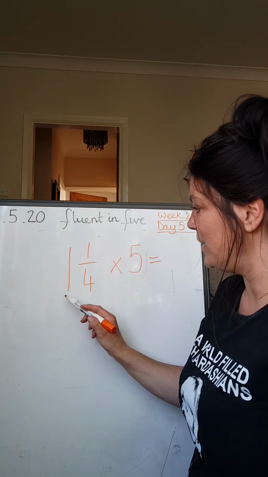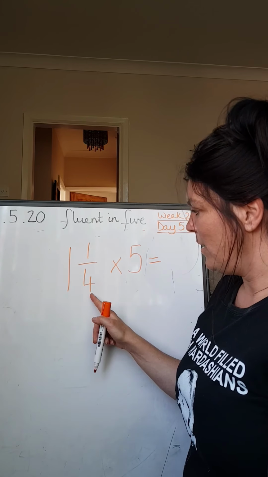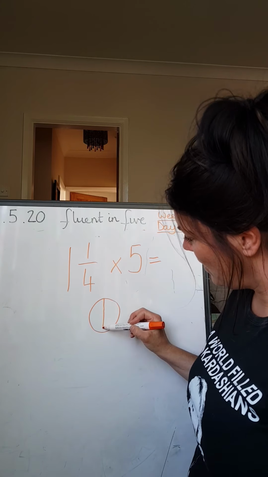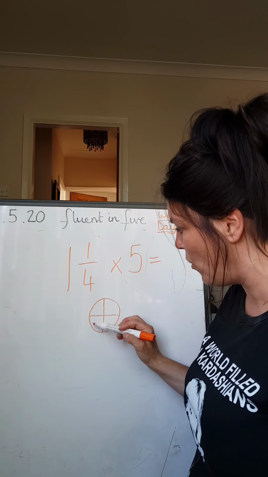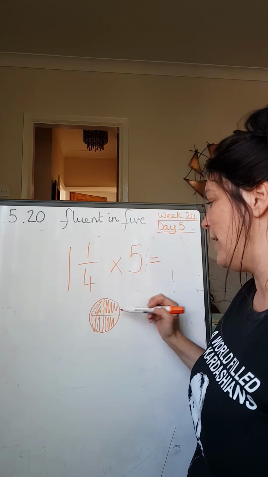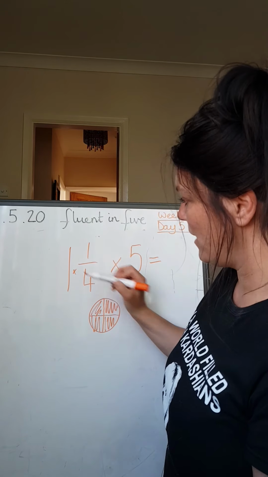And to do that, I need to work out how many quarters I've got if I've got a whole. So if I've got things that I cut into quarters, like there's my pie again, and it's in quarters, and I've got the whole thing, I've got all four, 1, 2, 3, I've got 4 quarters. So I know the little trick is to do 1 times 4 actually.